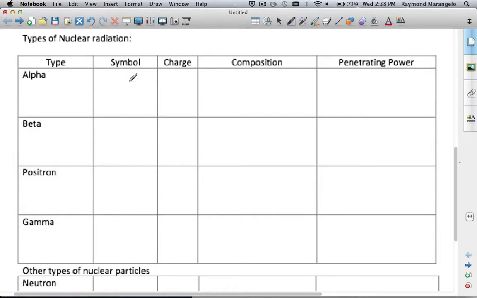You have the alpha particle, which we talked about in class. Kind of looks like that. It's the Greek symbol alpha. It has a positive 2 charge. Why? Because it is a helium nucleus. So it weighs 4 because it has 2 protons and 2 neutrons. So the 2 protons make it positive. It's pretty slow in how fast it moves, okay? Because it has so much mass.